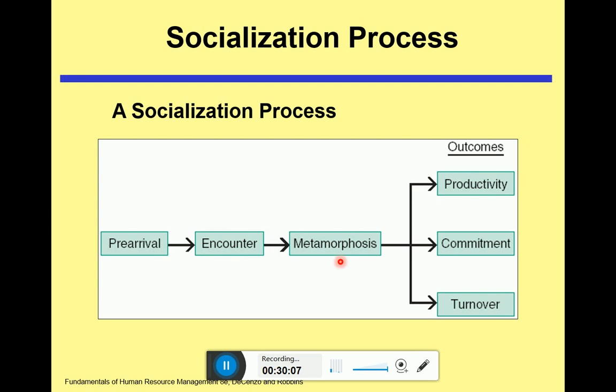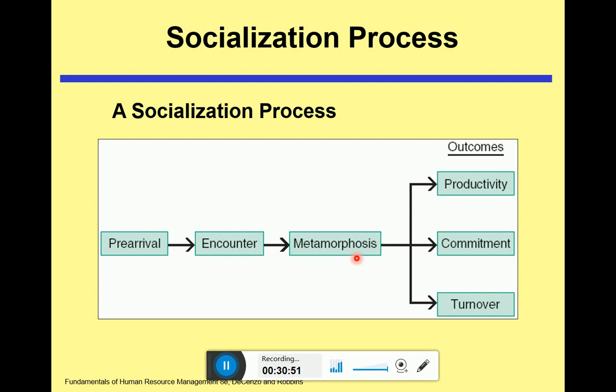From pre-arrival to encounter and encounter to metamorphosis. When the individual reaches the metamorphosis stage in the organization, there are three outcomes. For example, if the individual adapts and adjusts in the organization, then definitely the organization and the individual will move toward productivity. The individual starts work and gives output, continues the job, and the commitment level will be high.